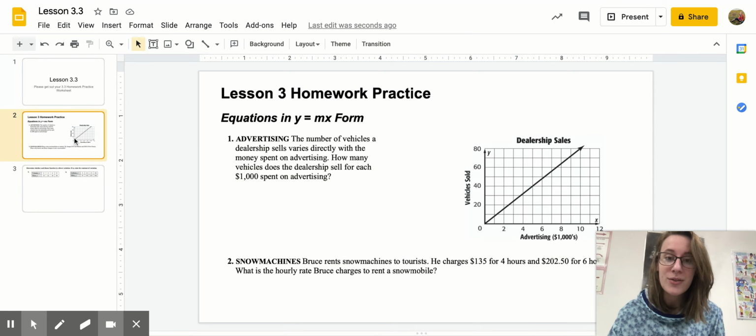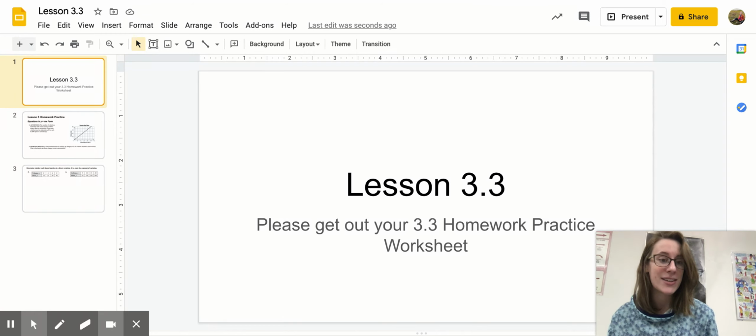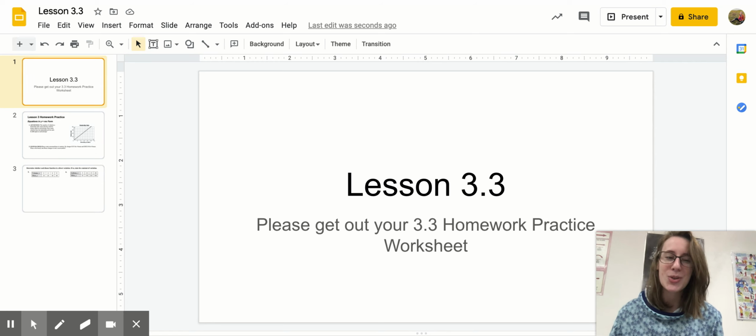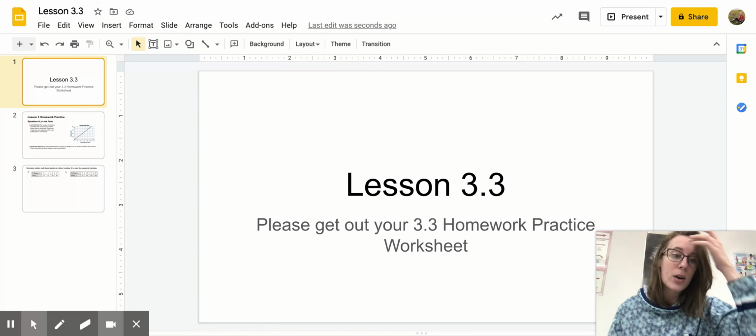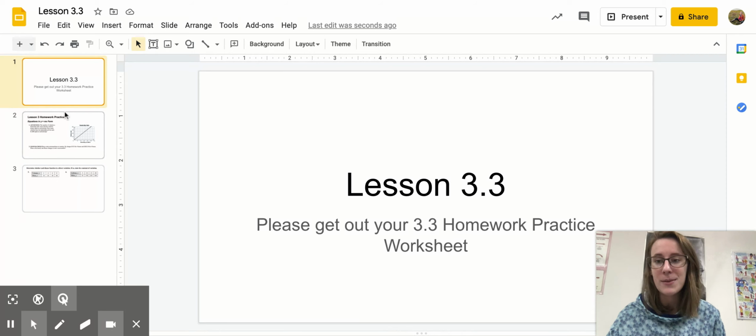So what I want you to do first is get out your lesson 3.3 homework practice worksheet. Just a warning, in the next lesson, lesson 3.4, I also called it 3.3. I got the worksheet switched up. So in the next lesson, make sure you label that 3.4 and not 3.3. This is truly 3.3 because it matches the worksheet for this one. So just a note for that one.